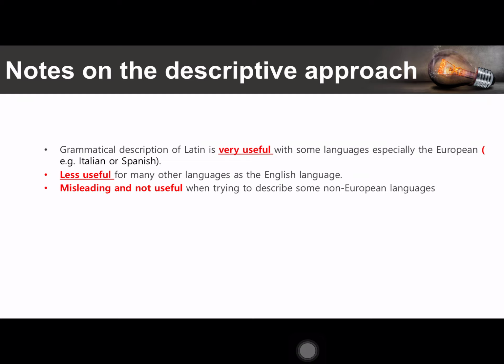So we have three important points. One of them is very useful when we are describing other languages, European languages like Italian and Spanish, and the second one is less useful, and the third one is considered as misleading and not useful, especially for the non-European languages.